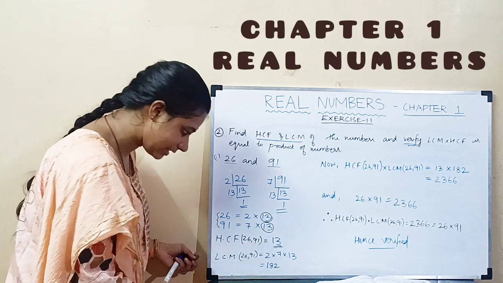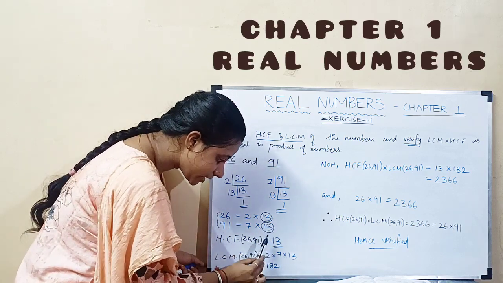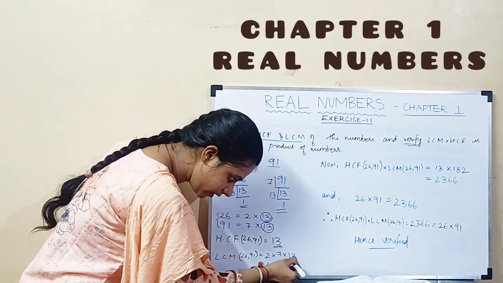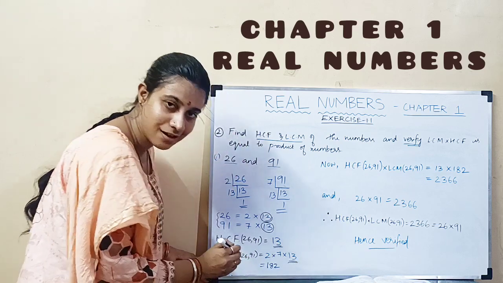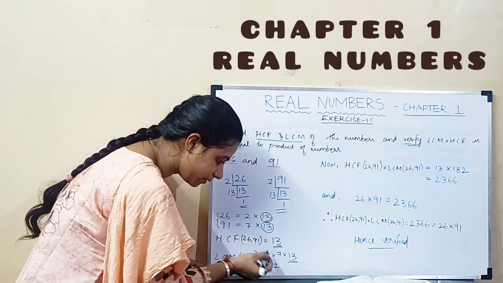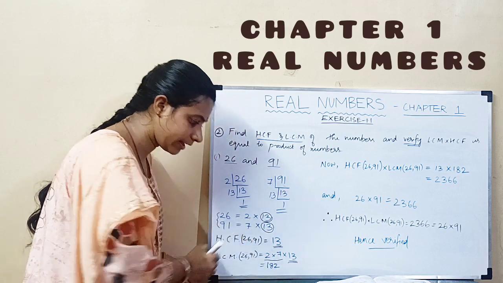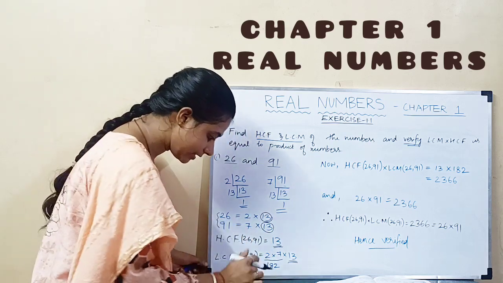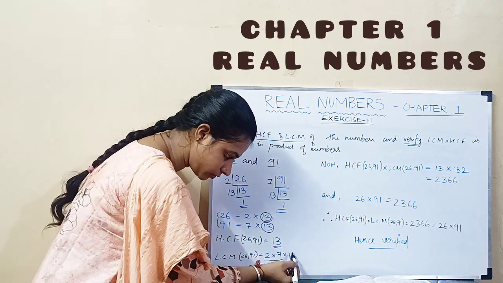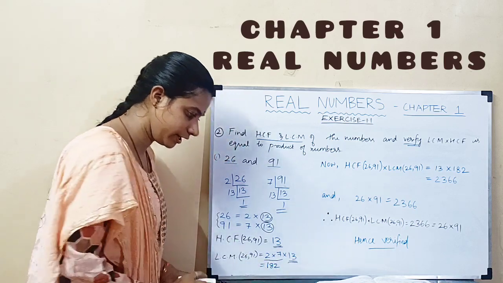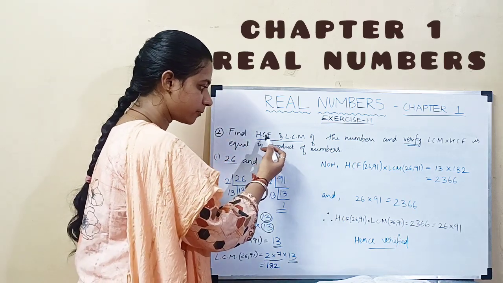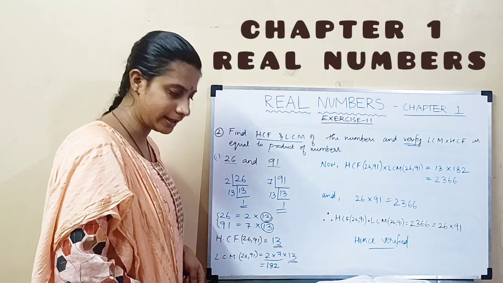Now coming to the LCM, whichever number is common, we will take it only once, and all other prime numbers we will take in the product. So LCM will be 2 into 7 into 13 and we get 182. This is the first part of the problem, finding HCF and LCM.